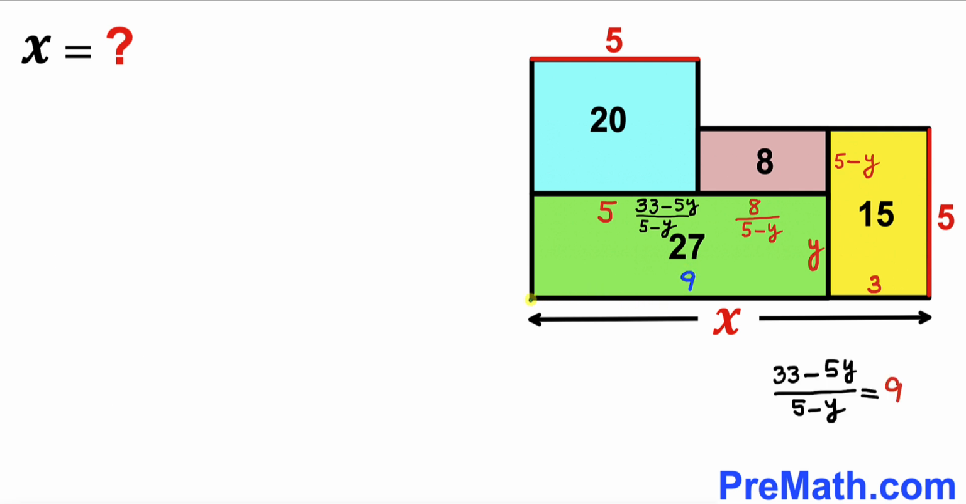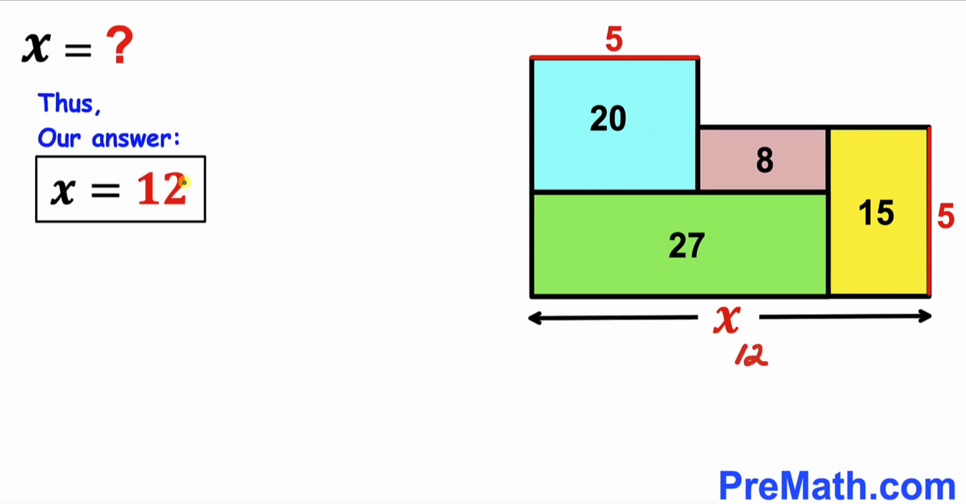And here's our final step. We can see that this length x is going to be equal to the sum of 9 plus this length 3 units. So therefore we can write x equals 9 plus 3. So our x value turns out to be 12 units. And that's our final answer.